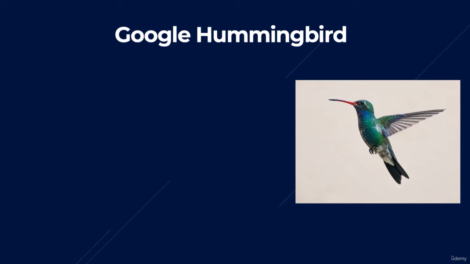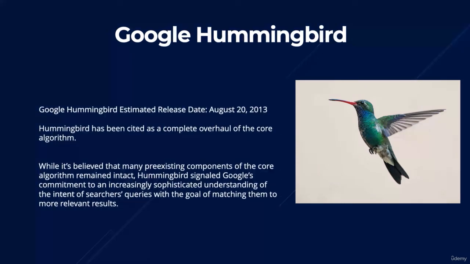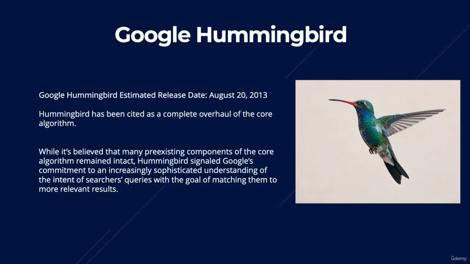Google Hummingbird. Hummingbird had an estimated release date of the 20th of August 2013. Unlike the previous Panda and Penguin updates, which were initially released as add-ons onto Google's existing algorithm, Hummingbird has been cited as a complete overhaul of the core algorithm. While it's believed that many pre-existing components of the core algorithm remain intact, Hummingbird signals Google's commitment to an increasingly sophisticated understanding of the intent of searchers' queries, with the goal of matching them to more relevant results.